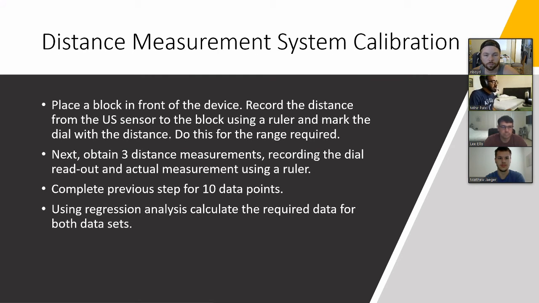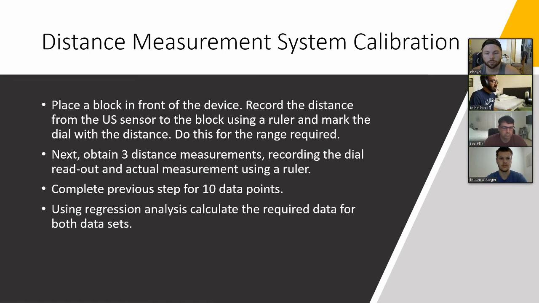For the distance measurement system calibration, we placed a block in front of the device, recorded the distance from the ultrasonic sensor to the block using a ruler, and then marked the distance the dial moved with what we recorded off of the ruler. We did this for the range that was required.